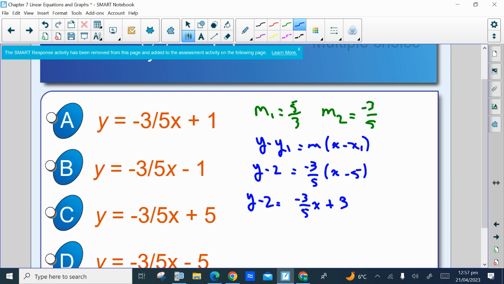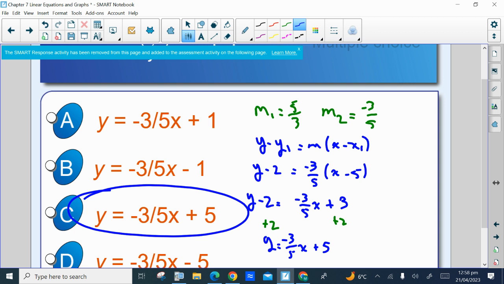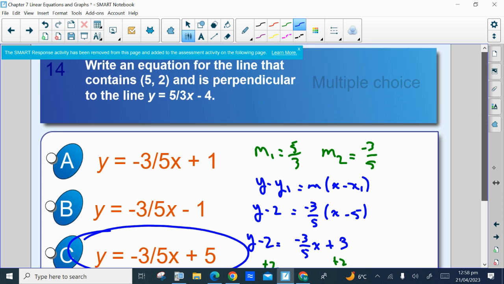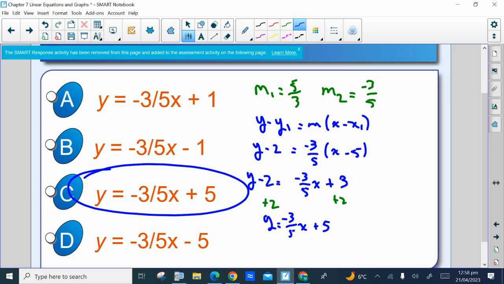But we're not done because we have to get y by itself by adding the 2 to both sides. And now we can say y equals negative 3/5 x plus 5, which is equation C. That would be the only equation that satisfies the point (5, 2). The only one from these that we have to choose from.